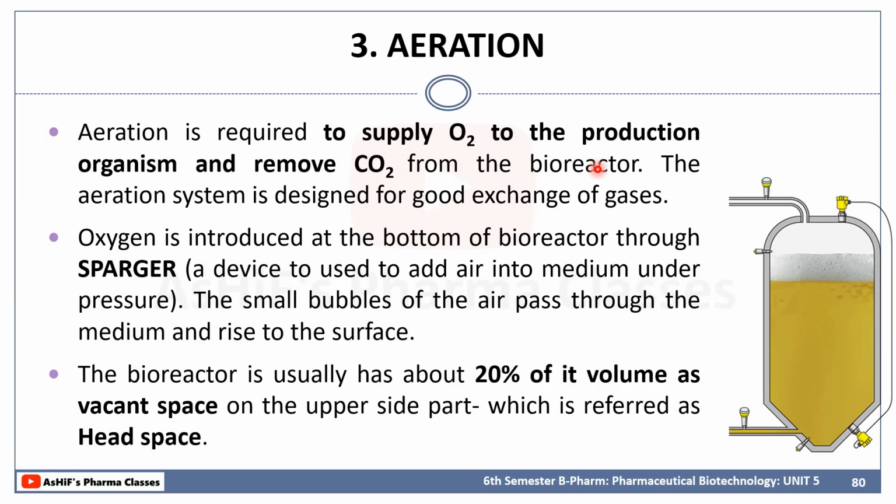This space is left for the accumulation of unwanted gases. That is why, if we are using a 1000 liter fermenter, we take only 80% culture media in it. Out of 1000 liters, we take 800 liters of culture media, and to that 800, we add 10% inoculum. Okay, so please note that one. We will not fill the fermenter with the culture media. The entire volume will not be filled. We will keep 20% of the volume as vacant space for aeration.